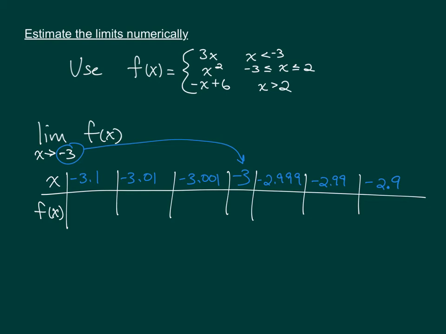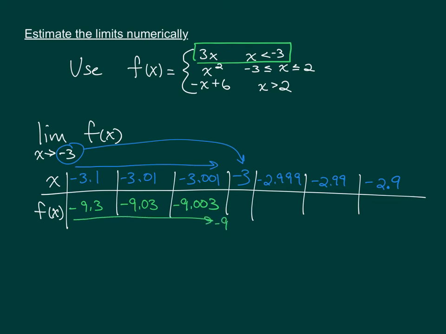So as x approaches -3 from the left, we have to substitute these values in to this function up here. So when you do that, you'll end up with the following values. -9.3 when you substitute in -3.1, and then subsequently these next two values. So as we approach -3 from the left, it looks like these y values are getting close to -9.